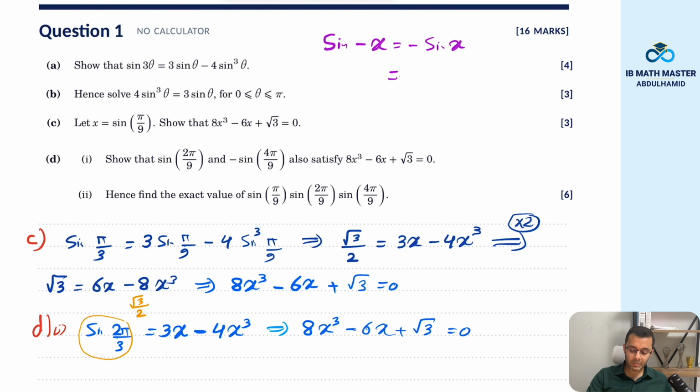Which means if I apply it to this, negative sine 4 pi over 9, it should be the same as sine of negative 4 pi over 9 here. So we will do the same work, but here the theta, if we use this, the theta will use this here because, as I told you, this with the negative is the same as this.